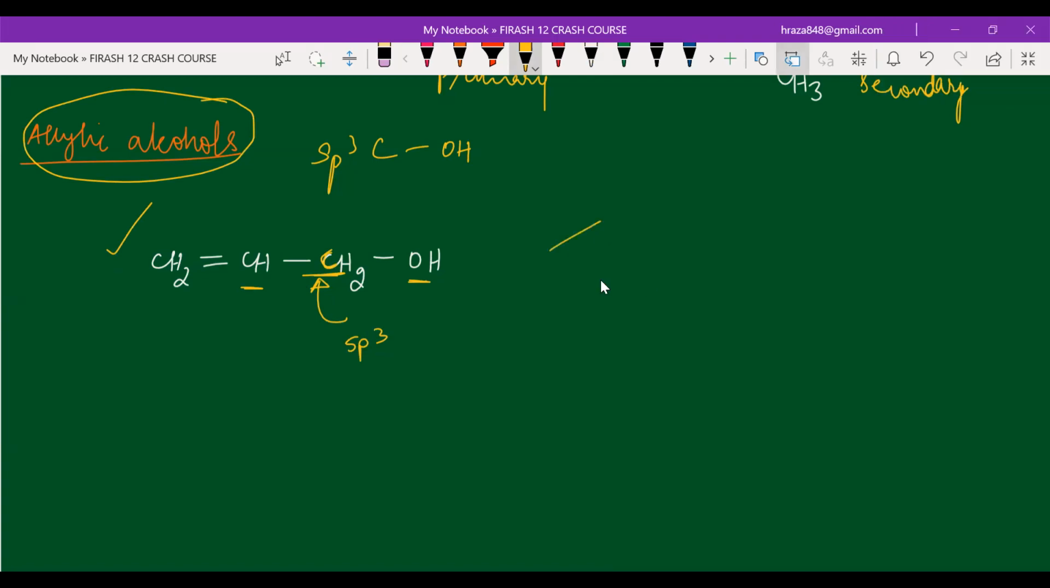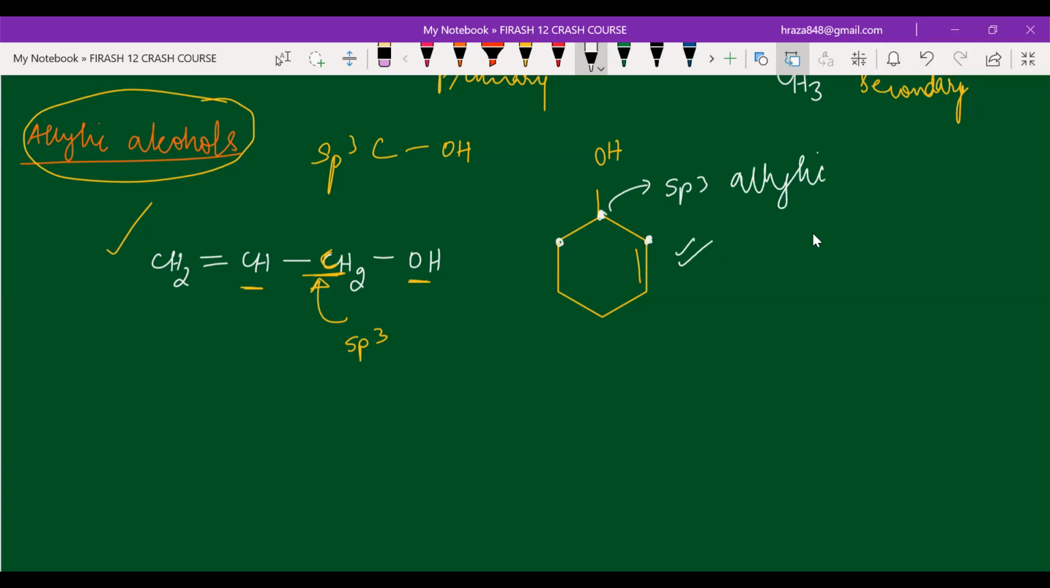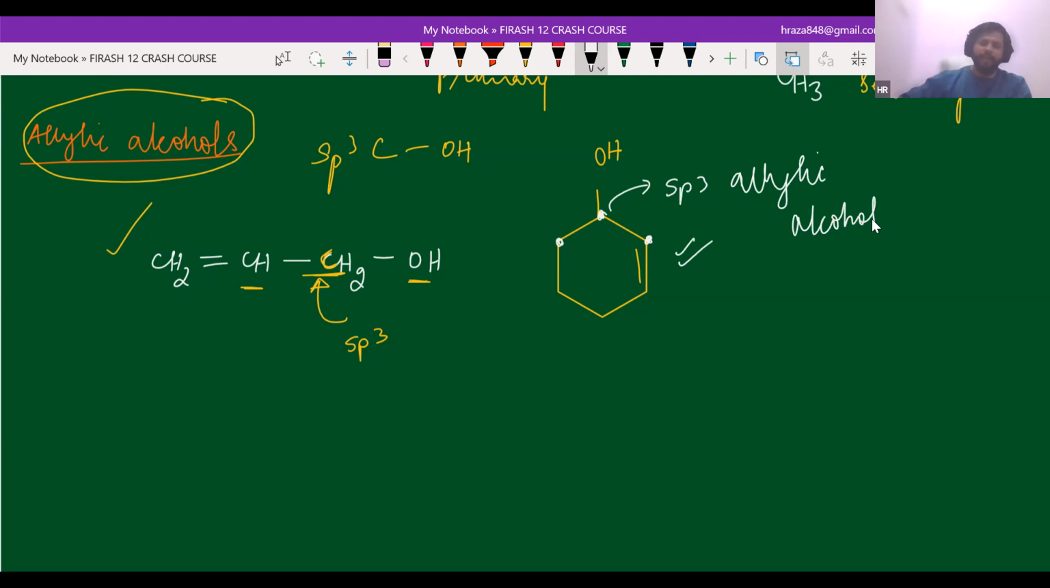Also, can you tell me whether this one is allylic or not? What you need to do is very simple. You just need to check the hybridization of the carbon which is connected with OH and check the adjacent carbon to this sp3 hybridized carbon. As you can see, this is sp3 and the adjacent carbon is this and this. Since this adjacent carbon is doubly bonded, sp2, it is an allylic alcohol. Is that clear?